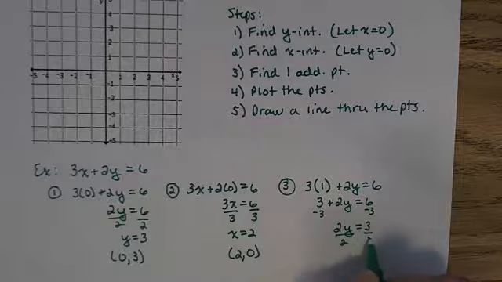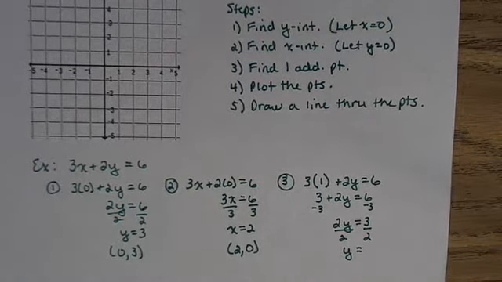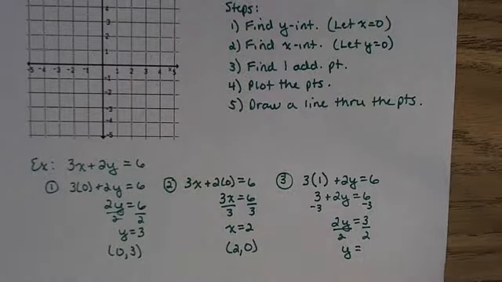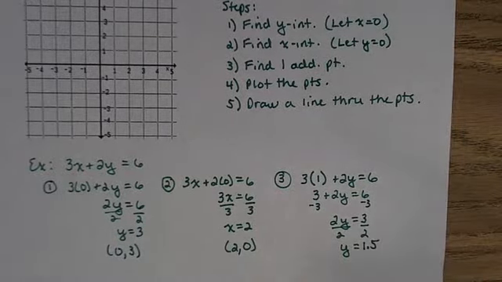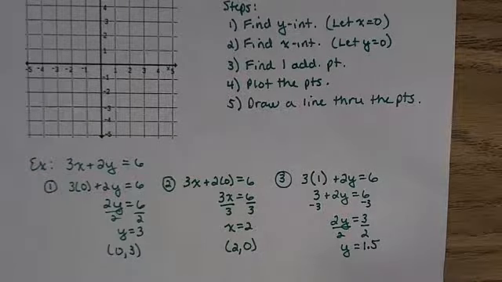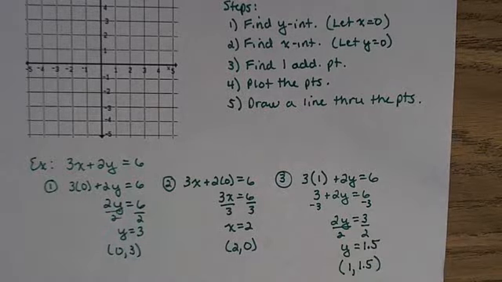If I divide both sides by 2, I don't end up with a nice, neat number. I end up with 3 halves, or when graphing, it's sometimes easier to view that in decimal form, or write it as 1.5. So I now have a third point, and the coordinates of that point are (1, 1.5).